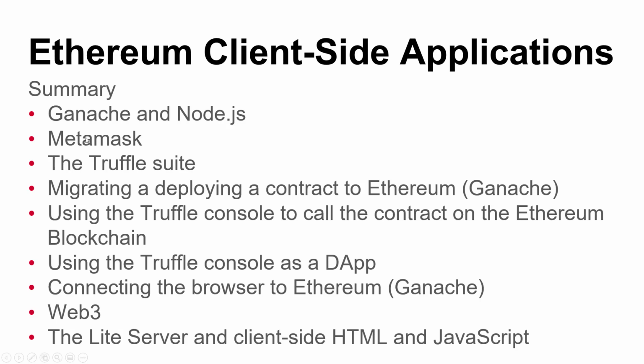So in summary, we looked at Ganache and Node.js, MetaMask. We discussed the Truffle suite. We were migrating and deploying a contract to Ethereum. We used Truffle console to call the contract, and we started to interact with it to understand how our client-side application will interact with Ethereum. And we used the Truffle console as a dApp, and then we used Web3 and the other node packages to help us build a client-side application.